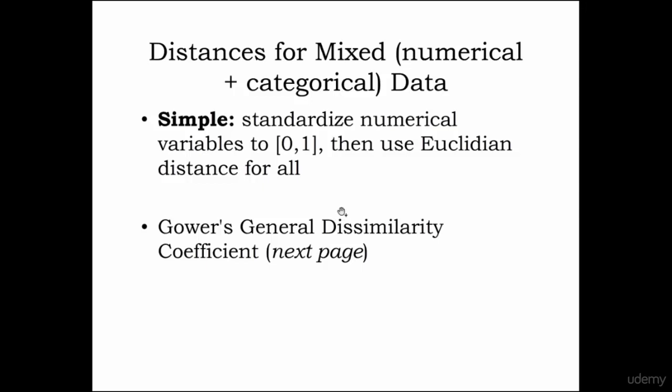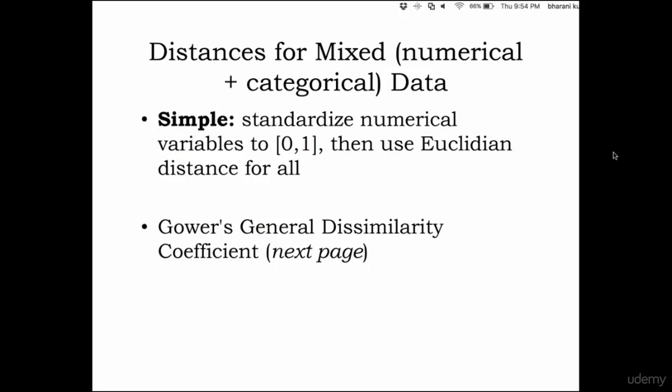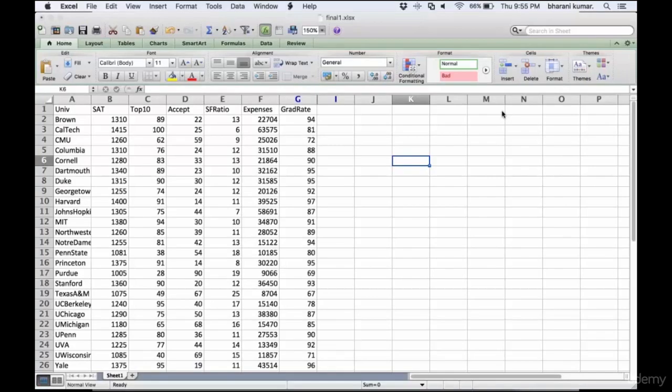Now, what do I do if I have a mixture of numerical and categorical variables? Yeah, that's another interesting thing. In order to explain this, let me go to the university dataset and show you. This is your university dataset. You have the different universities and various features such as SAT score, top 10 acceptance ratio, student faculty ratio, expenses and graduation rate.